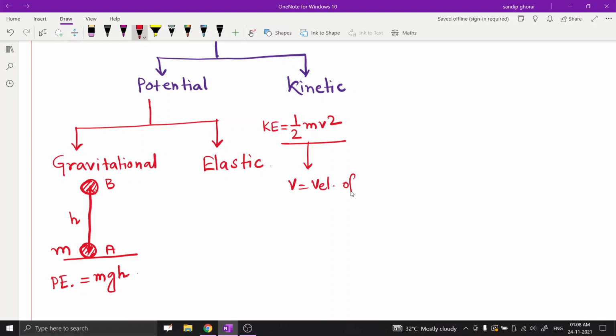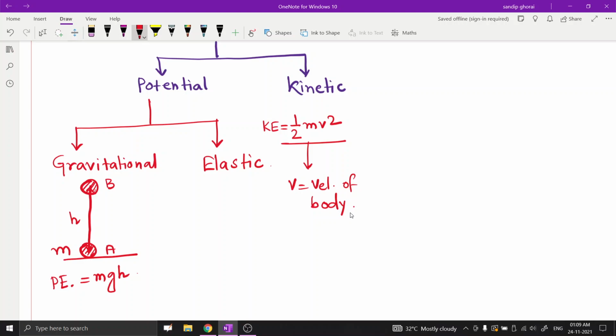Okay, so velocity of body. If we want to find out the kinetic energy, simply we have to use mass and velocity. That means kinetic energy depends upon two quantities: one is mass and another one is velocity. And in this case, gravitational potential energy depends on mass and height.